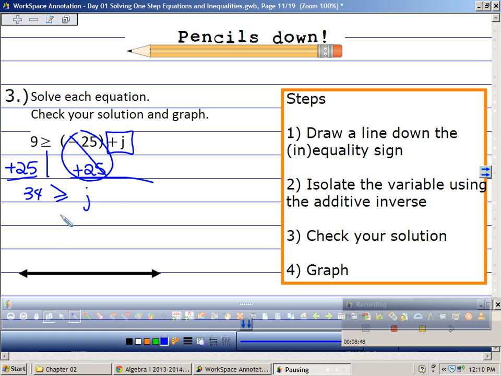So if I were to rewrite this, I would rewrite it as J is less than or equal to 34. So J is less than or equal to 34.